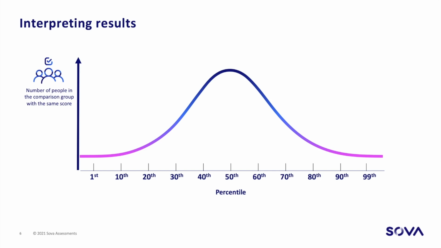This norming process enables raw scores to be transformed to a percentile score, which reflects the number of people in the norm group that the candidate performed the same or better than. For example, a candidate at the 50th percentile will have scored the same or better than 50% of the norm group. Sova's reports also translate this numerical score into a verbal description. For example, a candidate with a score at the 50th percentile will have an around average score in relation to that group.